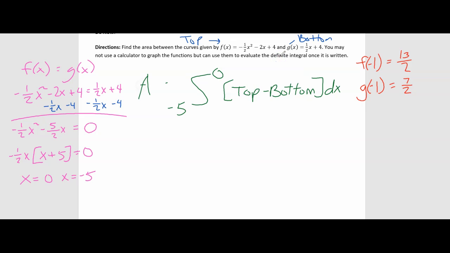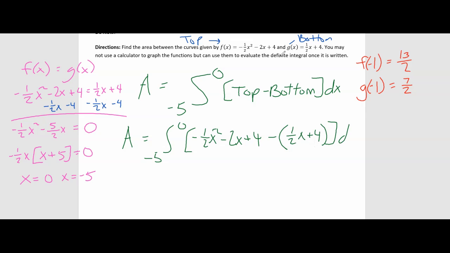I'm going to make this equal to our area. So area is equal to the integral from negative 5 to 0 of f of x, so negative 1/2 x squared minus 2x plus 4, minus g of x. And just make sure you put g of x in parentheses, 1/2 x plus 4, close your brackets, dx. And you're ready to jump to a calculator. Pause the video, make sure you punch everything in correctly.